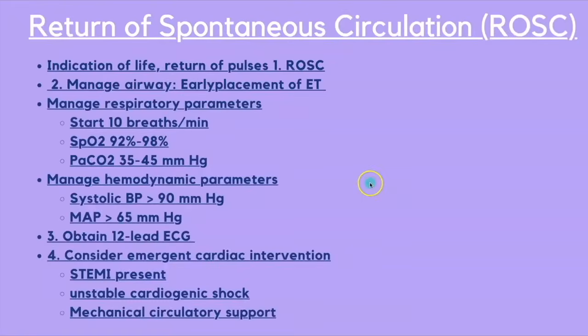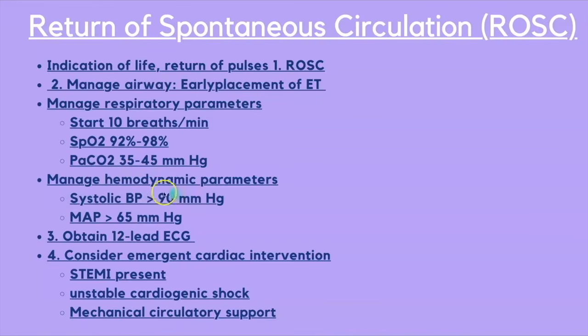Return of spontaneous circulation. Indication of life, return of pulses is the first step. Second step is we want to manage the airway and early placement of endotracheal tube. You want to manage respiratory parameters. This was also a change, but the O2, we want to remain at between 92 to 98%. You want to start with 10 breaths per minute. And the partial pressure of carbon dioxide should be between 35 to 45 millimeters of mercury.